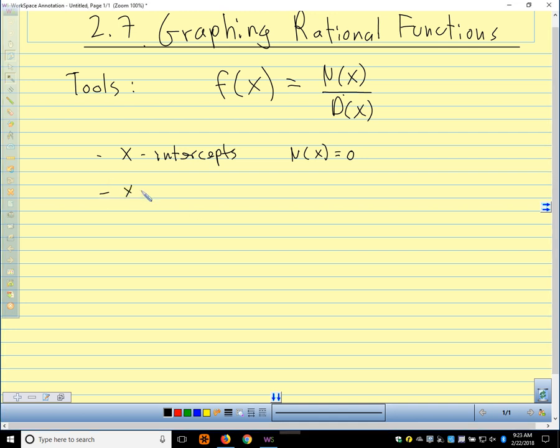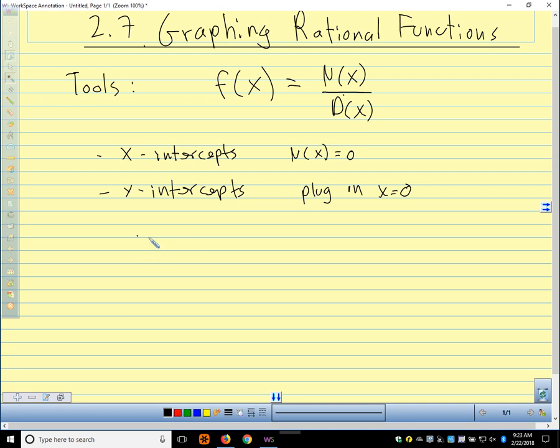We can also find the y-intercepts. And how do we go about that? What is true when our graph crosses the y-axis? X is 0. We plug in x equals 0 to find our y-intercept.